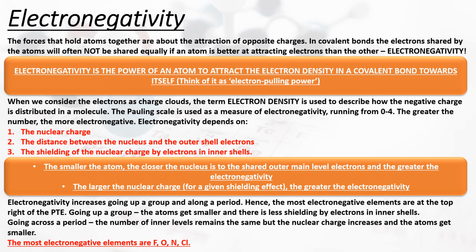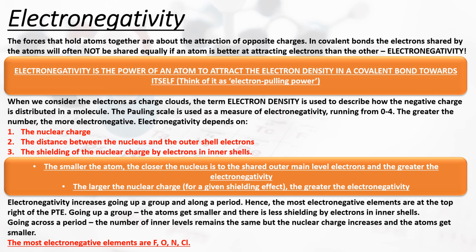Now when we consider these electrons not just as actual particles but as charge clouds, the term electron density is used to describe how the negative charge is distributed in a molecule. And we use something called the Pauling scale as a measure of electronegativity. It runs simply from 0 to 4. The greater the number, so 4, the highest number there, the more electronegative. So the higher the number, the more electronegative.